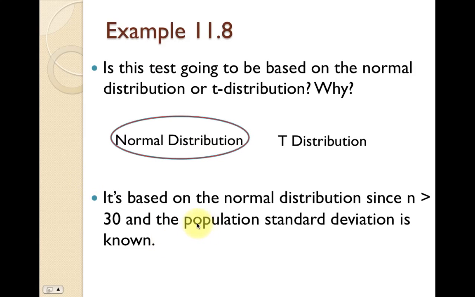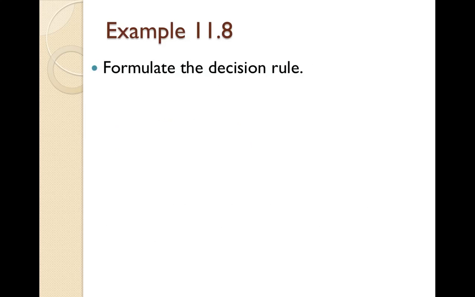Most importantly, in this chapter, we're going to keep an eye out for the population standard deviation being provided to us, because the moment it's not given to us, we're going to use the t-distribution. So we're going to be using the normal distribution in every example in this lecture. The next lecture, we're going to be using the t-distribution. Today, it's all about the normal distribution. The decision rule is basically going to guide us in how we make our decision.